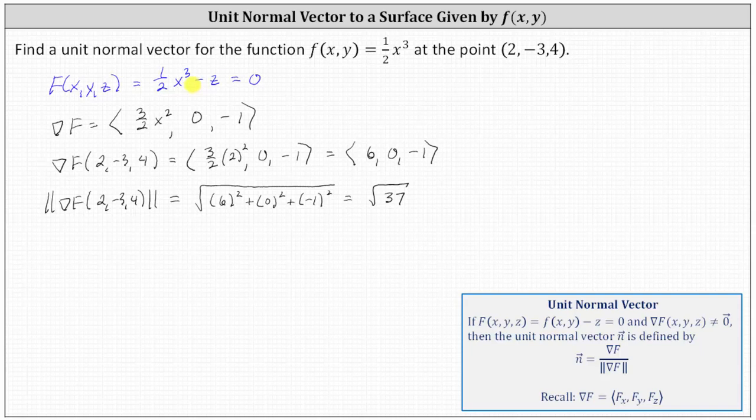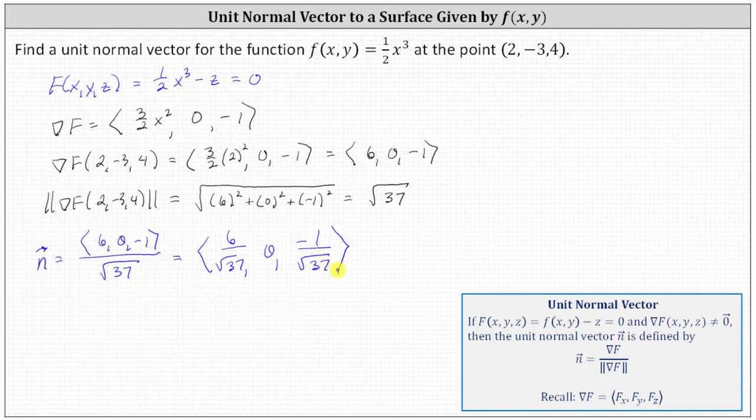And now we have the information we need to determine the unit normal vector for the function at the given point. The unit normal vector is equal to the gradient vector (6, 0, -1) divided by the magnitude, which is the square root of 37, which indicates the x component is 6 divided by square root of 37, the y component is 0, and the z component is negative 1 divided by the square root of 37.